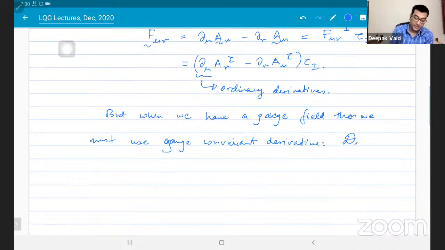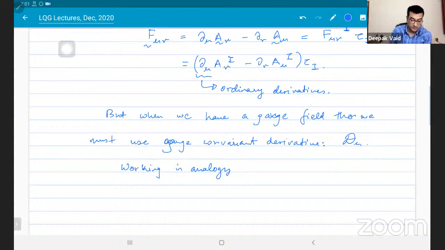Which is this curly d mu, right? Now, so how should we define the gauge curvature using this covariant derivative? So working in analogy with Riemannian geometry, right? We are calling this F mu nu, we are calling it a curvature, right?